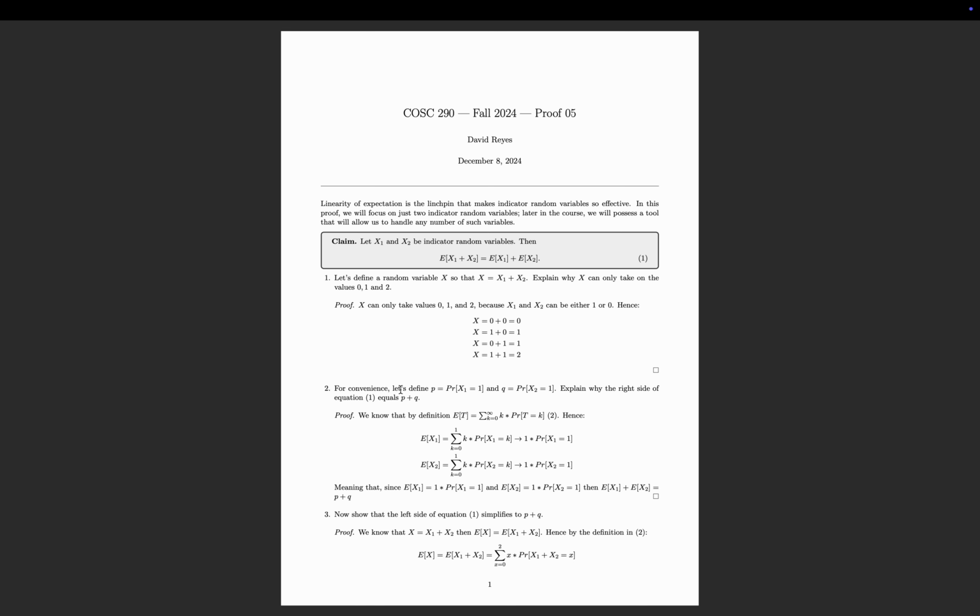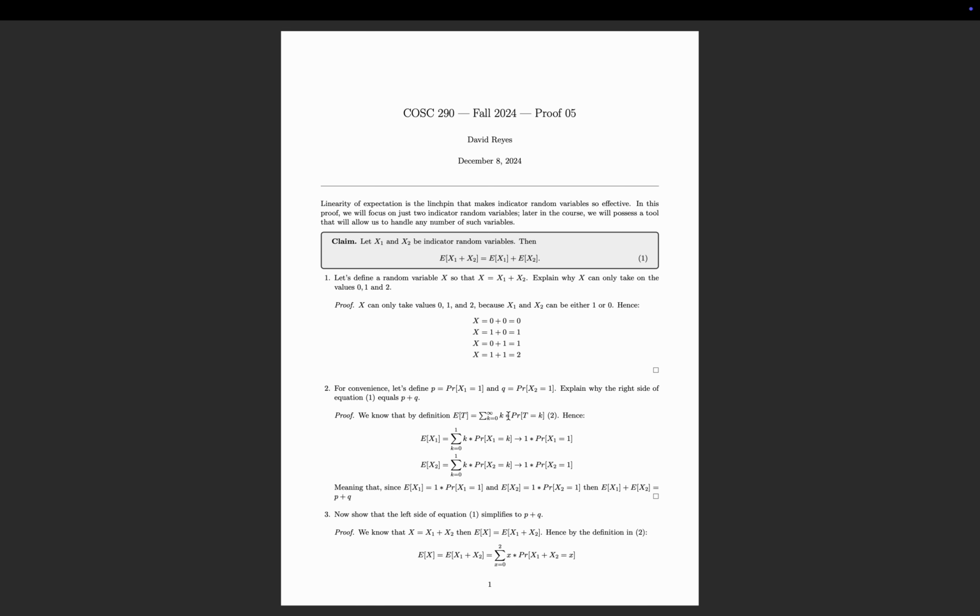we define, for convenience, p and q, where p is the probability that x1 equals 1 and q is equal to the probability that x2 is equal to 1. And we explain why the right side of this equation, these expected values, would be equal to p plus q. This is pretty evident because we know that the definition of expected value is the sum of the outcomes times their probabilities.